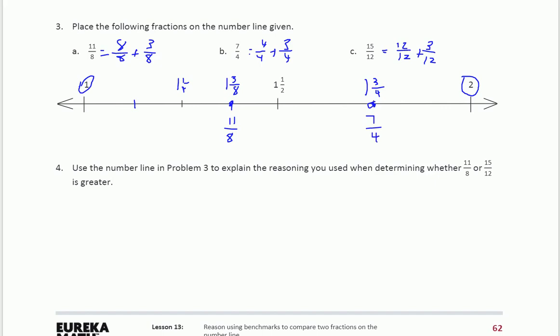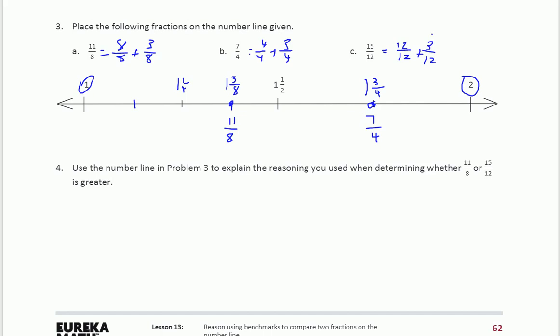Okay. And then our last one is 15/12. Well, 12/12 is 1 whole, and then 3/12. Well, 3/12, where would that show up? Where would 3/12 show up? Well, let's see. 3/12, it's going to be down.